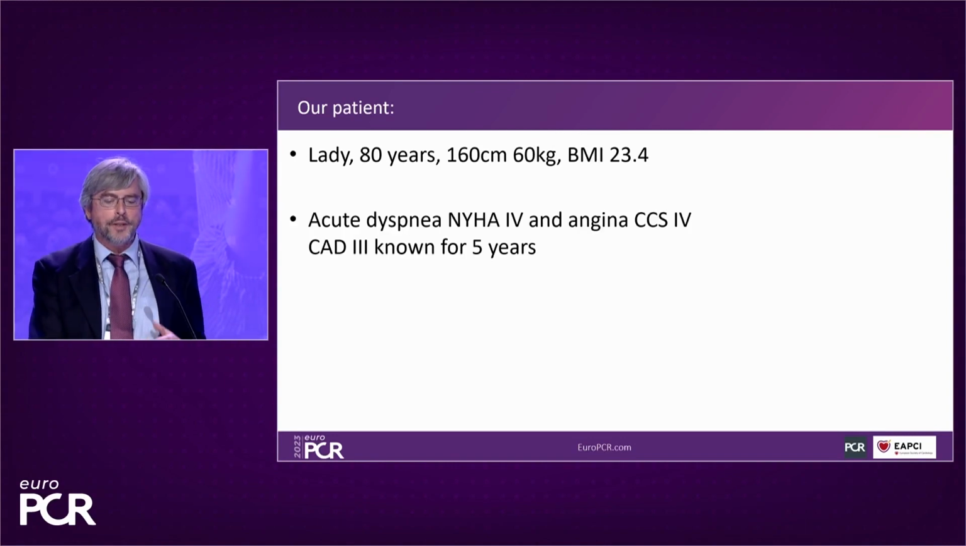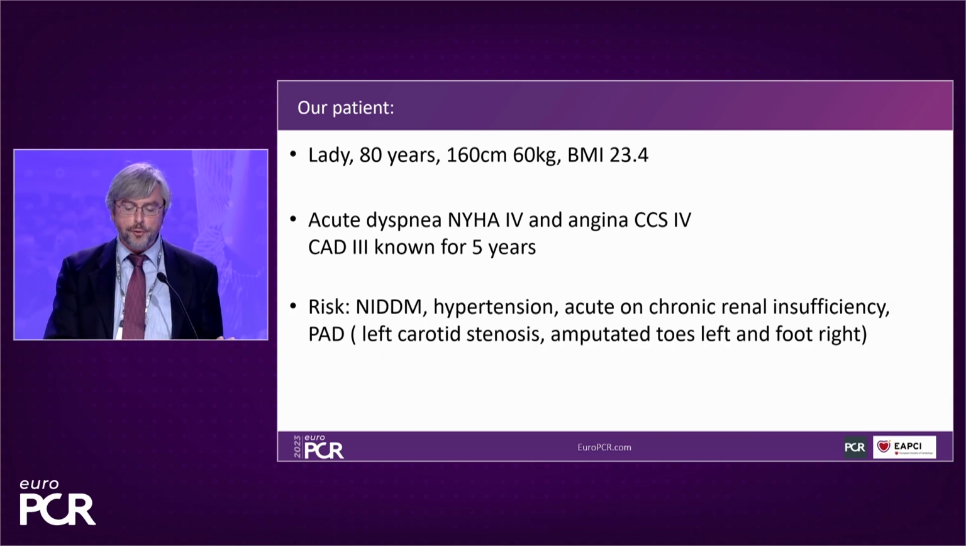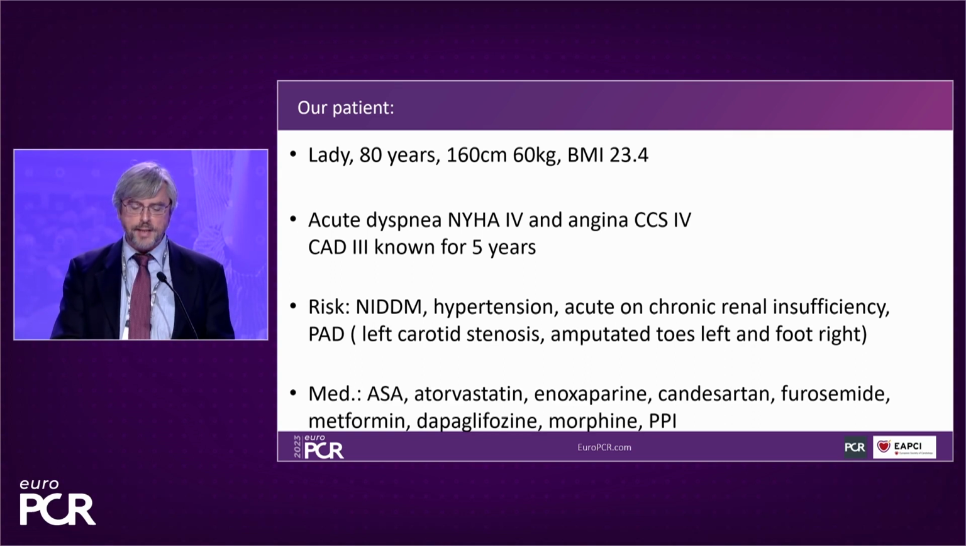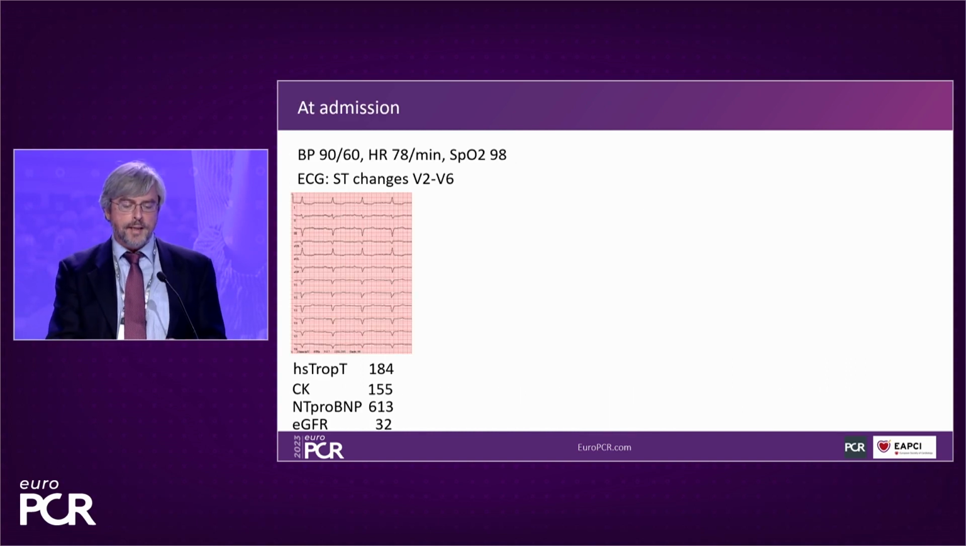She's coming with acute dyspnea and really heavy angina. But her coronary artery disease has been known for 5 years already. There are lots of risks: renal insufficiency, diabetes, and a very bad peripheral arterial disease that really made the surgeon shy away 5 years ago from taking her case on because he was not finding any grafts. She was on good medical therapy: antihypertensive, ASA, statin. And at admission, she showed this ECG.